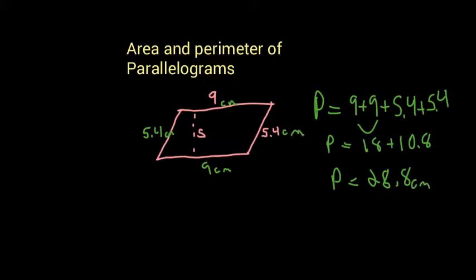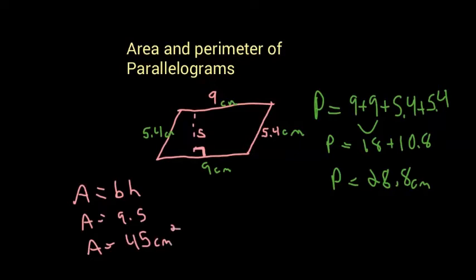And then for area, the formula for area is just base times height. What you have to know is your base and height always have to meet at a 90-degree angle. Well, the only 90-degree angle is right here inside the parallelogram. So our base there is 9 and our height is 5. So my area is just going to be 9 times 5, which equals 45 centimeters squared.